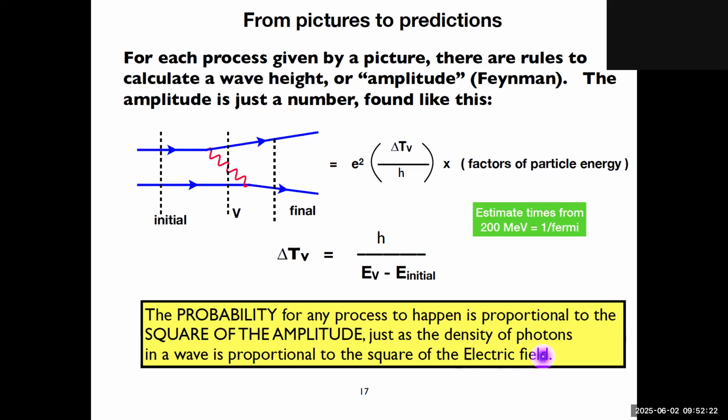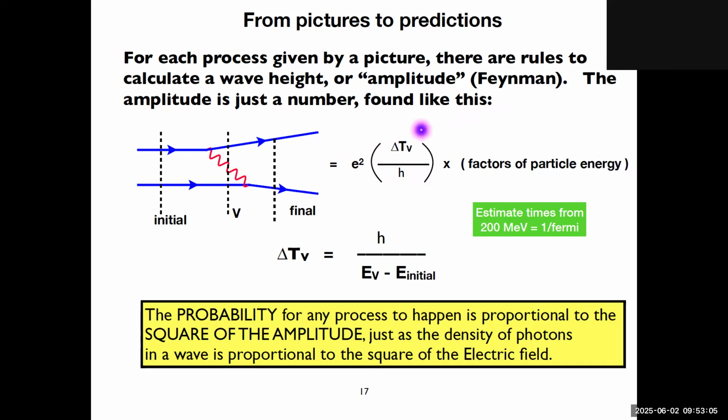Okay, so then for each process given by a picture, there are rules to calculate a wave height, that is to say an amplitude, and these are the famous Feynman rules. The amplitude is just a number, okay? Found like this. So here's an initial state, here's this exchange photon, the state with the exchange photon, and the final state. And it equals e squared, which is e associated with each of these point-like interactions. And roughly speaking, it's the length of time that this thing exists divided by h, times extra factors of particle energy that have to do with luminosity and things like that.